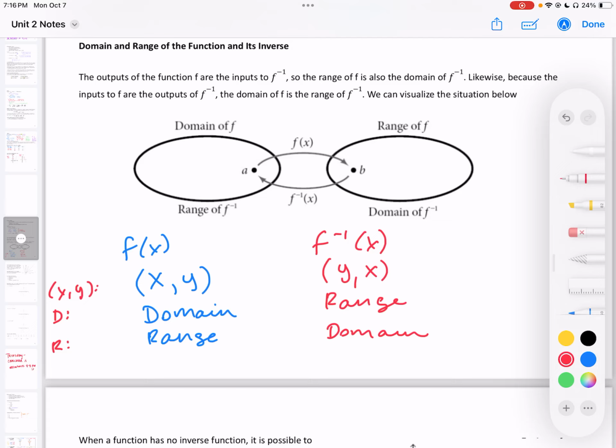So the y value becomes the first value, and the x value becomes the y value. For example, if I had 3, 5, this would become 5, 3. x comma y flips, and our new x value is 5, our new y value is 3. The domain becomes the range, and the range becomes the domain.